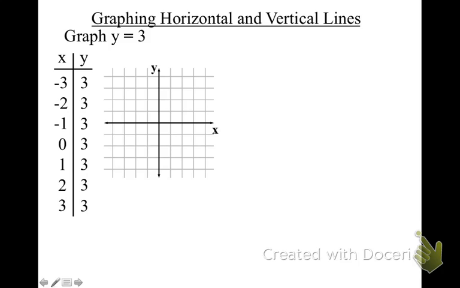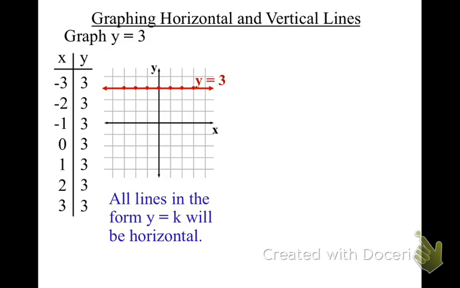So what do you think this is going to look like? If we try graphing, what does negative 3, 3 look like? That's our first dot. Negative 2, 3. Second dot. Negative 1, 3. 0, 3. 1, 3. 2, 3. 3, 3. If you notice, this is a straight line. y equals 3 is a straight line. It crosses the y-axis because we're looking for when y is equal to 3.